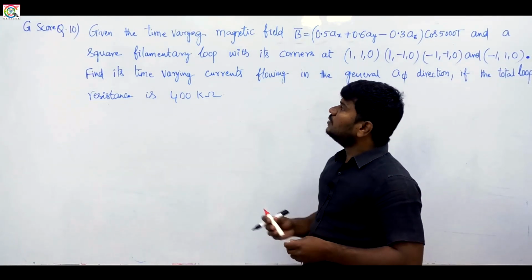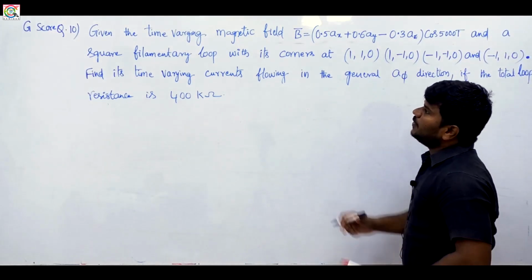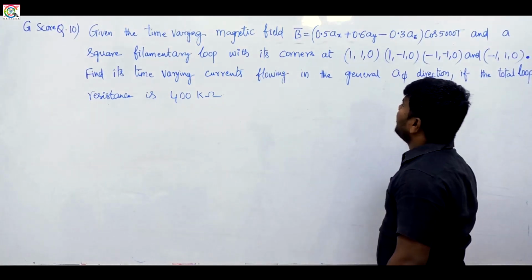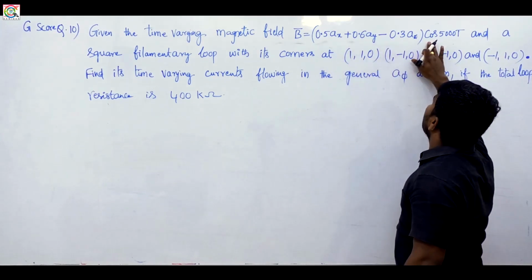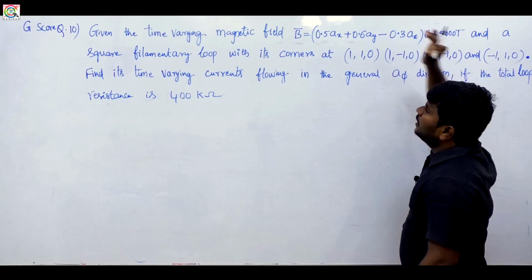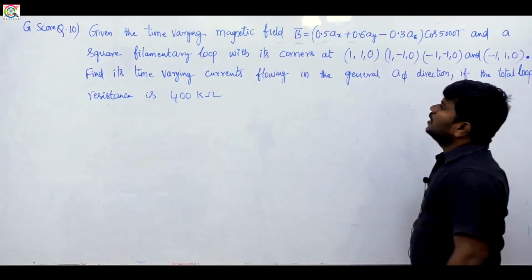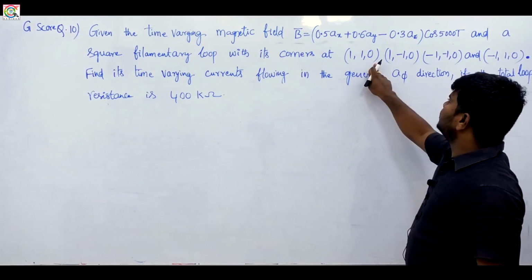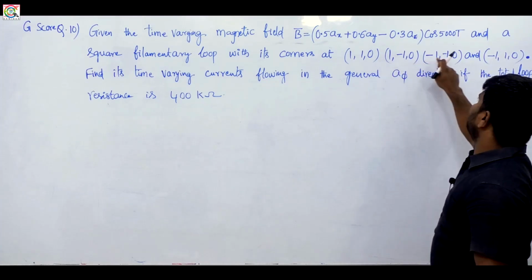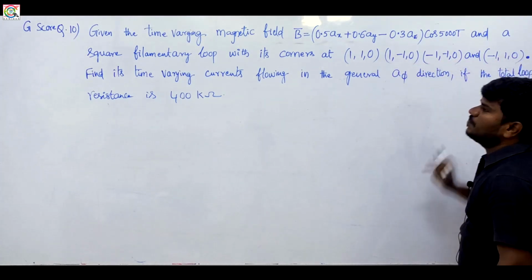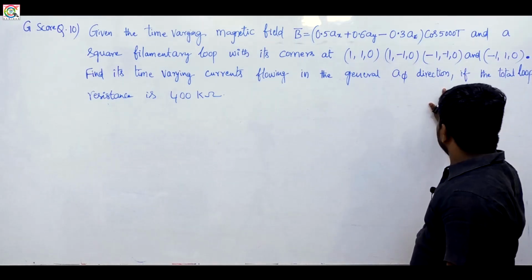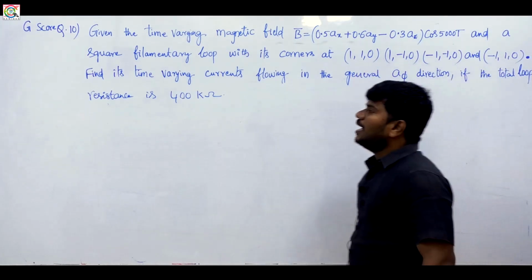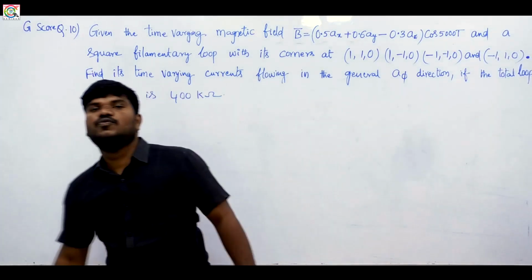So if you read this question, read the question first. Given the time varying magnetic field B bar is equal to 0.5 ax plus 0.6 ay minus 0.3 az cos 5000t Tesla, and a square filament loop with its corners at (1, 1, 0), (1, -1, 0), (-1, -1, 0) and (-1, 1, 0). Find its time varying current flowing in the general a-phi direction if the total loop has a resistance of 4000 kilo ohms.